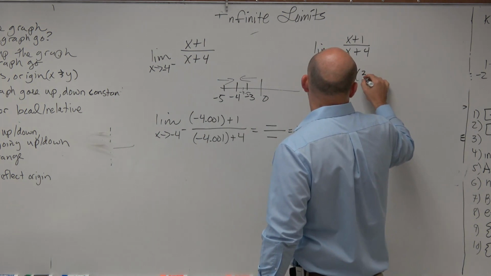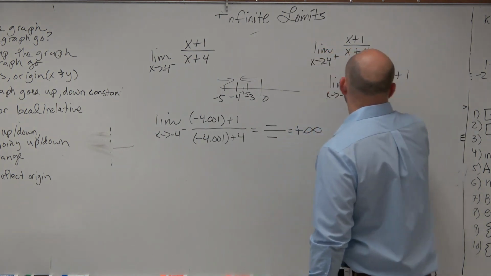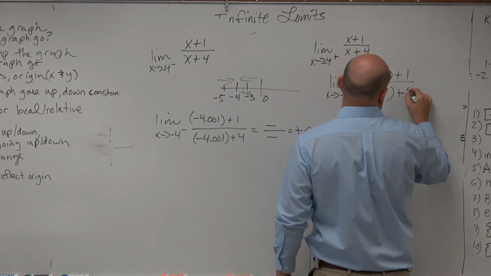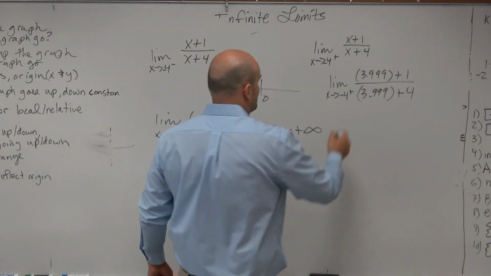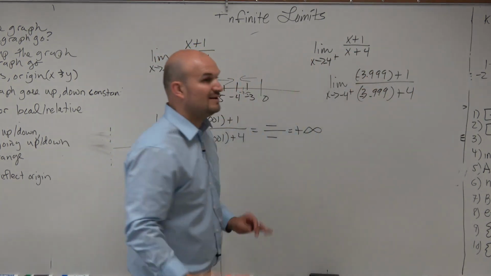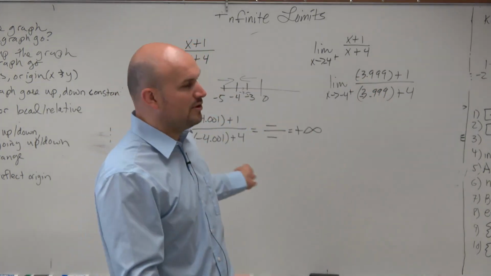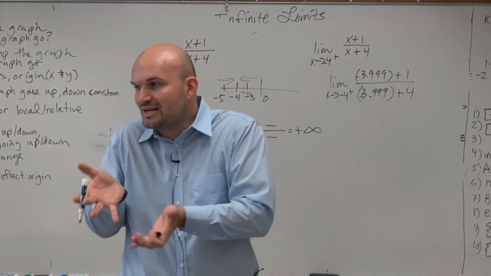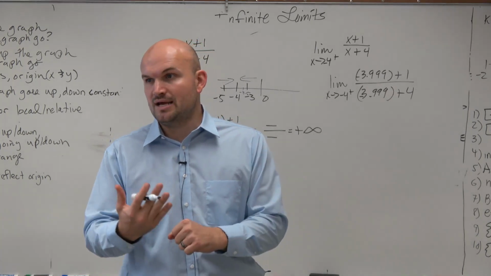Let's do -3.999. Now again, I don't care what the value is, OK? You could have done -3.9 or -3.99. It doesn't really matter what your number is, because we don't care what exactly the value is. We just really want to know, is it going to be positive or is it going to be negative?